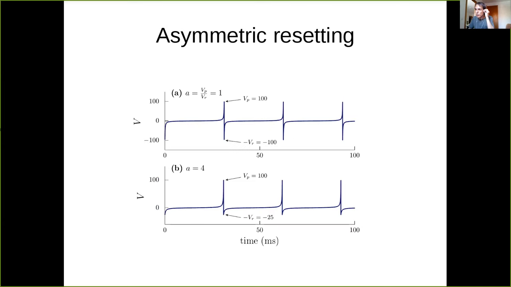So let me show you how the spikes look. This is a simulation of the QIF model, and now I cut the spikes at 100 and reset them at minus 100. In this case, this asymmetry parameter, which is the ratio between VP and VR, is 1. But these spikes, which look a bit more realistic, have A equal 4. So this is 4 times larger than this, okay, in models. This is what I'm now trying to describe.